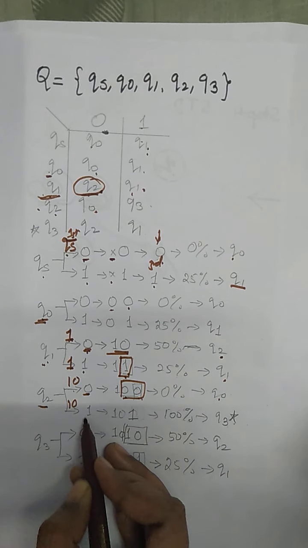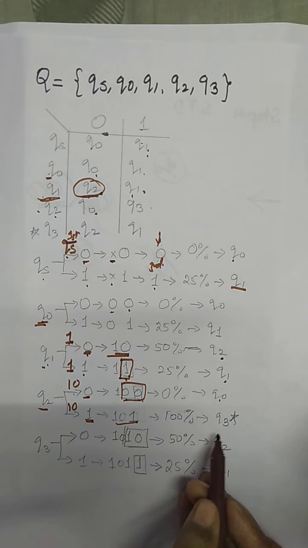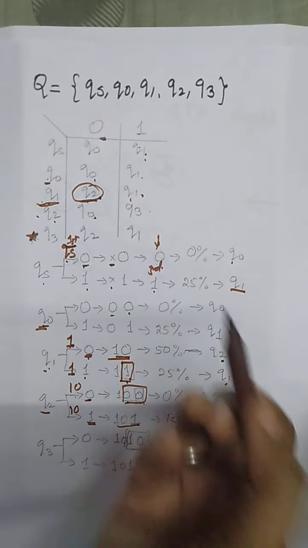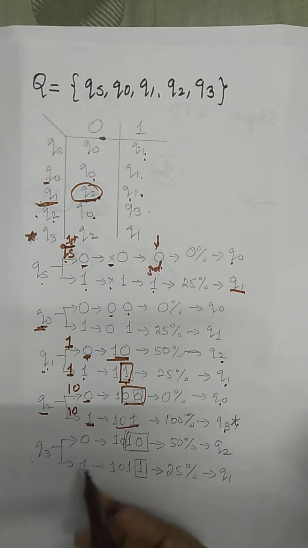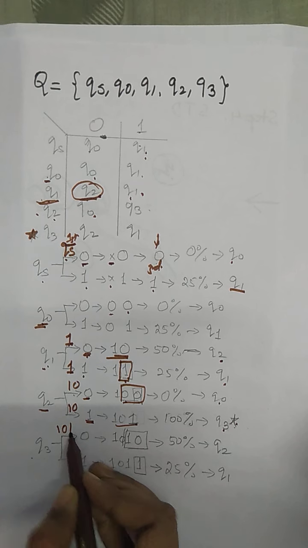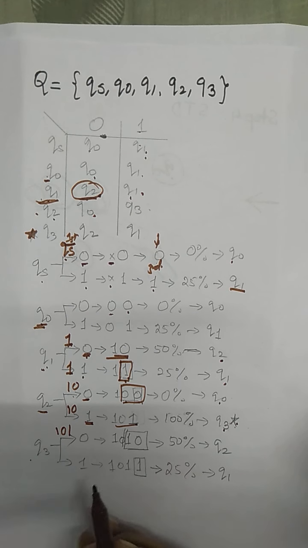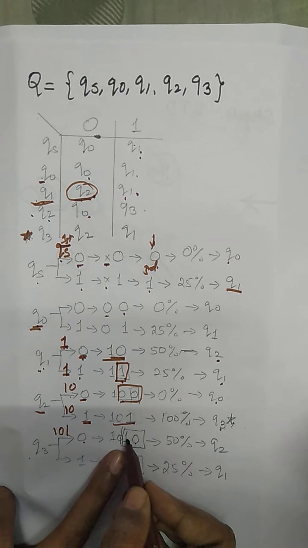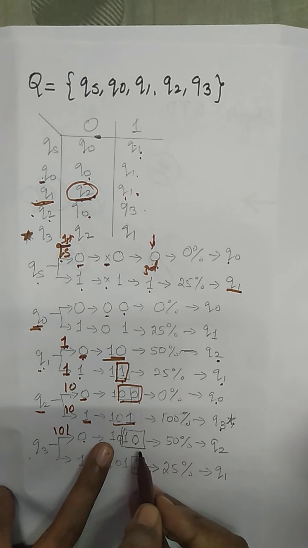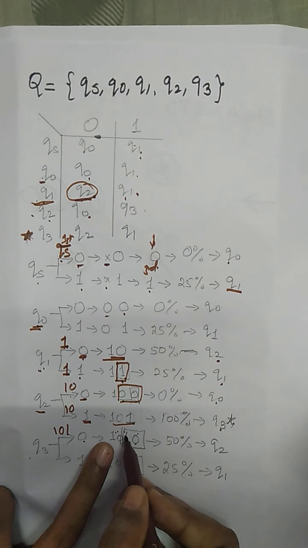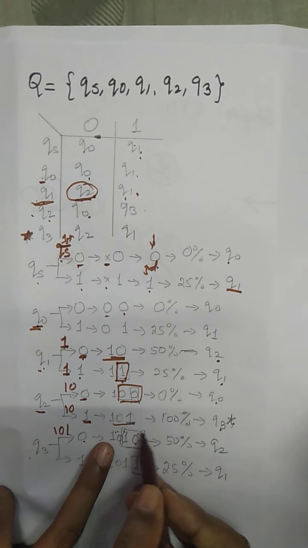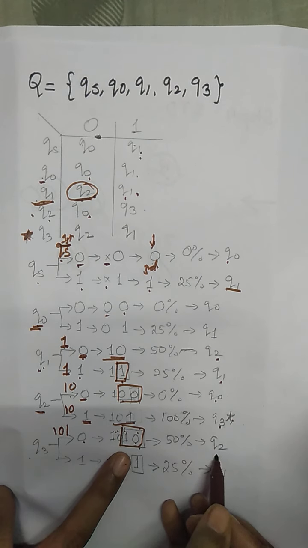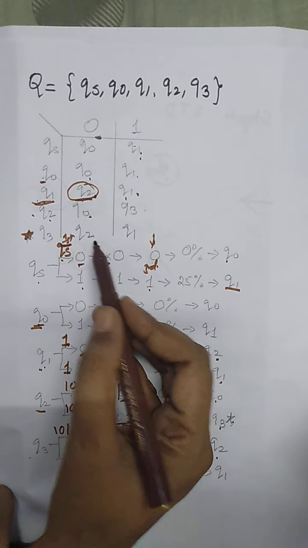Q2 is 1 0, with the next bit as 1, which is our required string, that will go to Q3. Q3 is the final state that will be marked as a final state. Now what is Q3? Q3 is 1 0 1. Now out of this 1 0 1, if we append one more 0, it will become 1 0 1 0. Now we have to consider 3 positions, third last, second last and last. Out of this, the last and second last contain 50% of the required string, which is Q2. That's why Q3 on 0 goes to Q2.